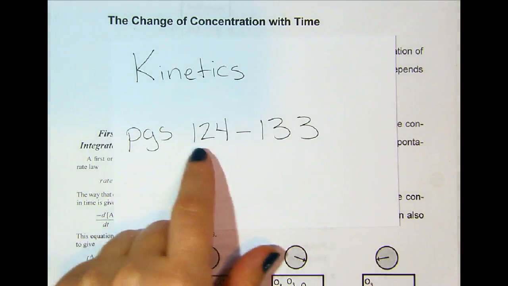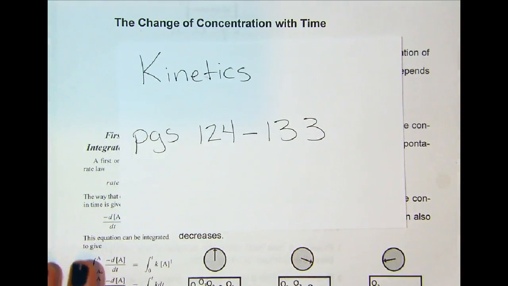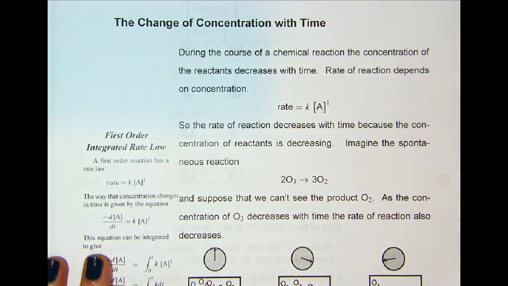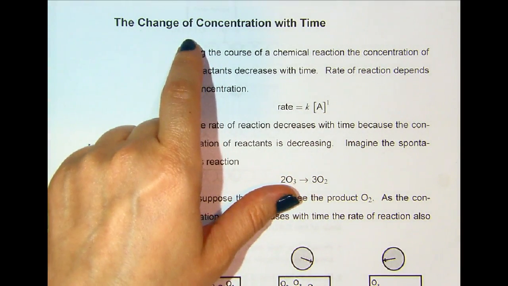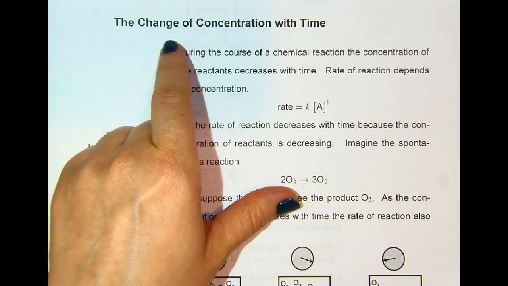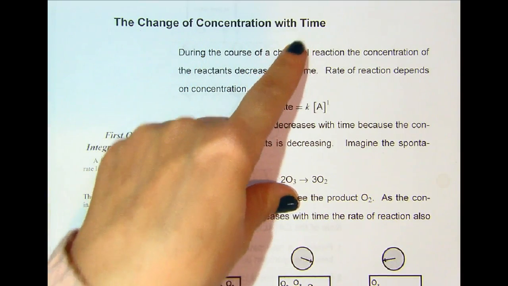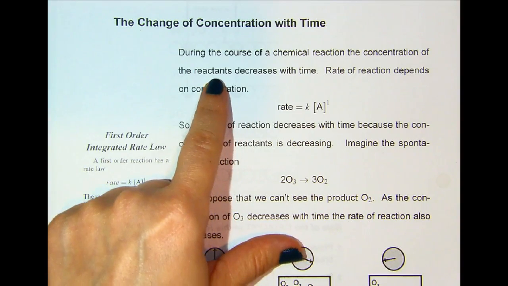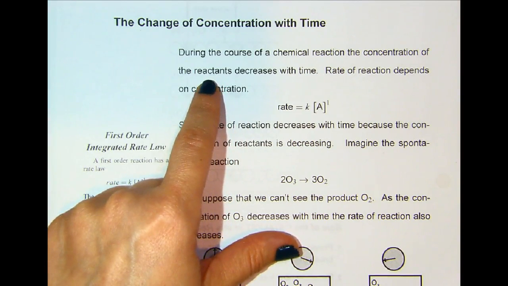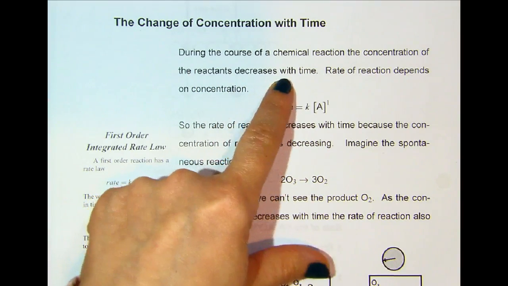Now we're on pages 124 to 133 to finish out this unit. So far we've looked at how temperature relates to the rate of a reaction. Now we're going to look at how concentration relates to the rate of a reaction as a function of time. So during the course of a chemical reaction, the concentration of reactants decreases with time.